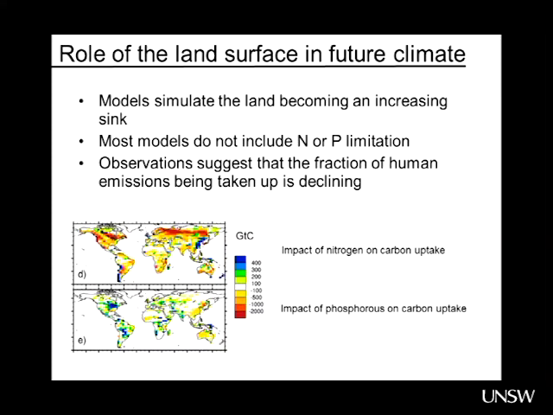Fixation's not done well. There are normally assumptions about how it varies as a function of ET, for example, which is a common assumption made. Nitrogen fixation in the future is a huge uncertainty in models. Yeah, and so is the impact of phosphorus limitation in the future.